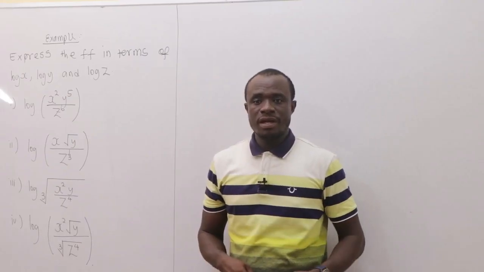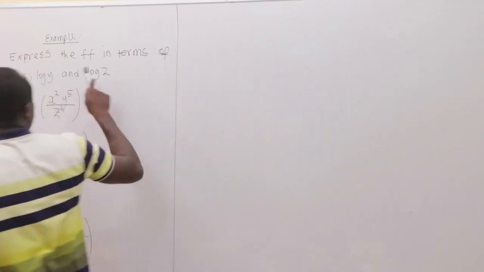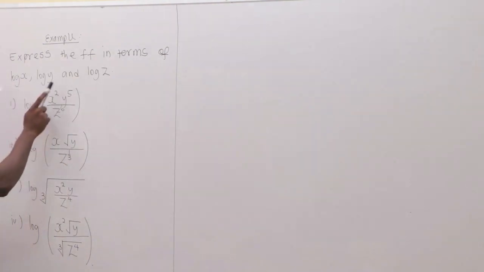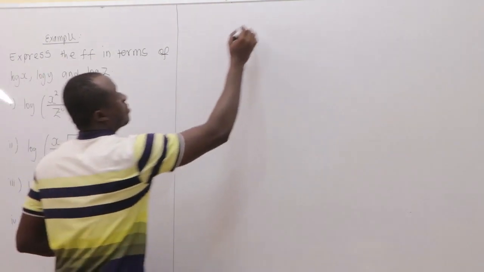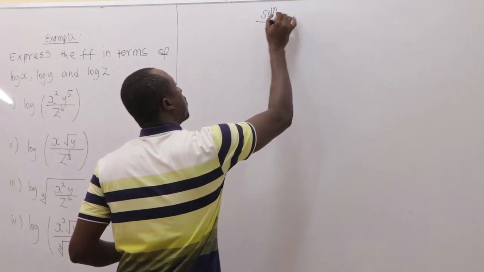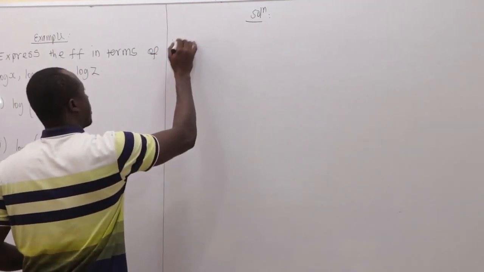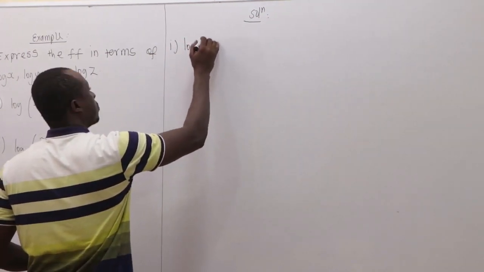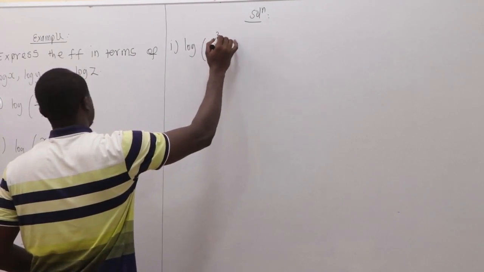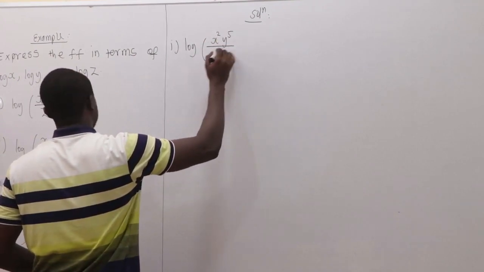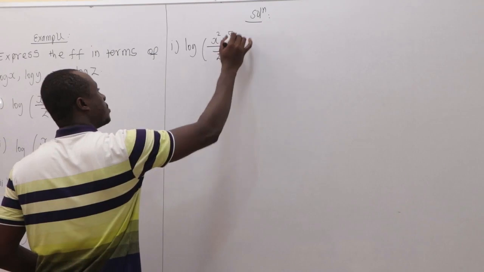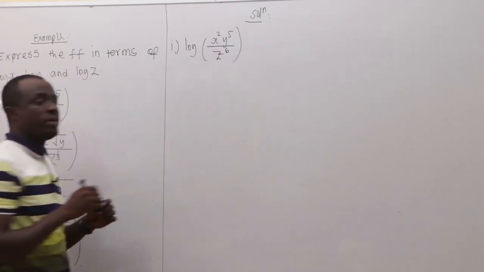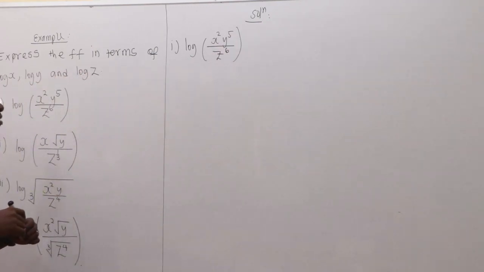Now let's consider the following examples. Express the following in terms of log x, log y, and then log z. So let's see, first one, that's I. We have log of x squared y to the power 5 all over z to the power 6. Now, when we don't write the base, it means the base is 10.